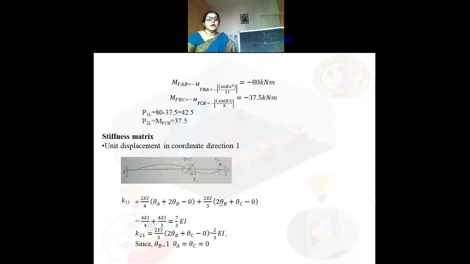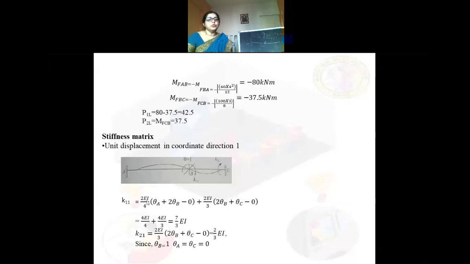So if I do this, you know that theta A is a fixed support, hence it is 0. Theta B, here rotation, what are you going to take? I am assuming that rotation theta B is 1. So in place of theta B, you write 1. Whereas theta C is 0 because I am assuming that it is a fixed support. In place of theta B, take it as 1. So what answer are you going to get?